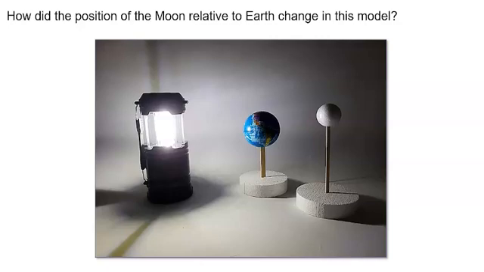How did the position of the moon relative to Earth change in this model? To see a full moon reflecting sunlight to Earth at night, the moon has to be a little above or below Earth. Otherwise, Earth blocks the light from the sun.